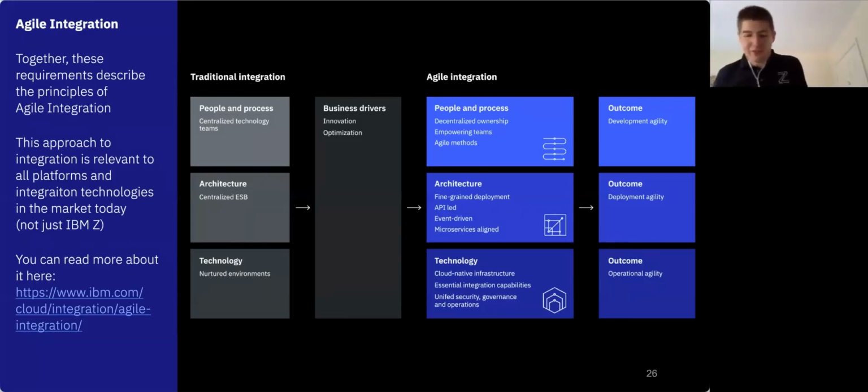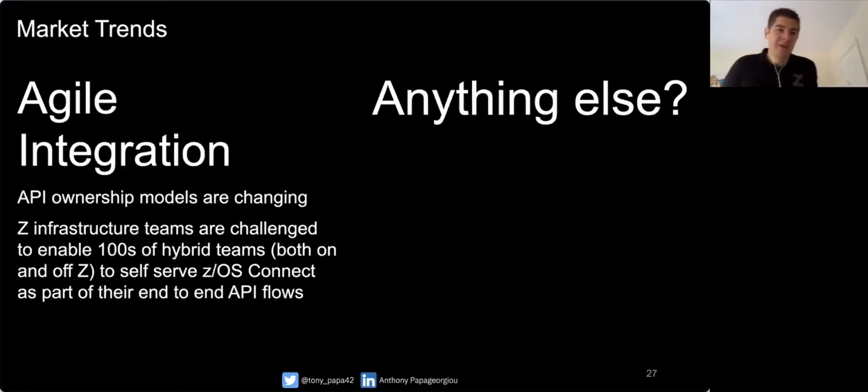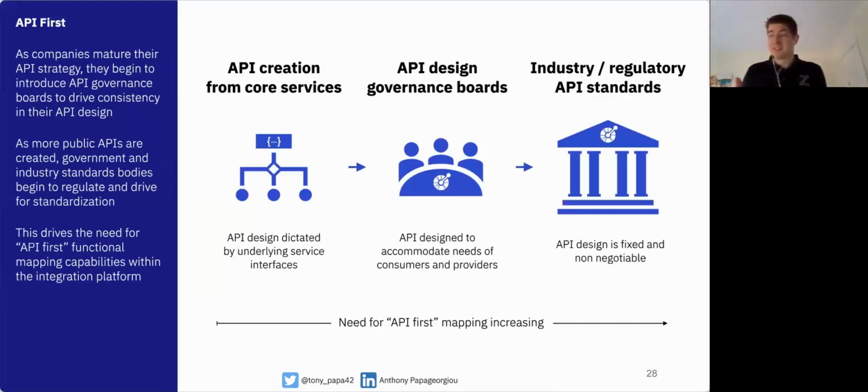Okay, so we know that Agile integration is one thing that's certainly happening. The ownership models are changing. Z teams are being pressured with how do we provide this self-serve enablement of hundreds of these hybrid teams? Is there anything else? So we start looking around and say, well, beyond that, is anything else going on? And in fact, there is.